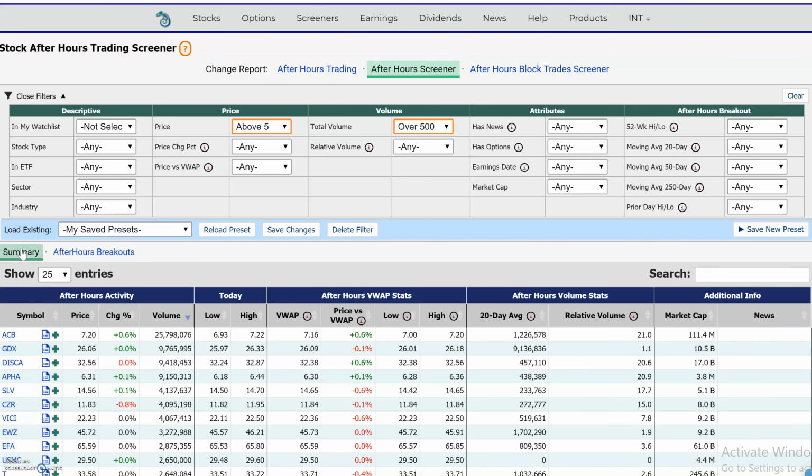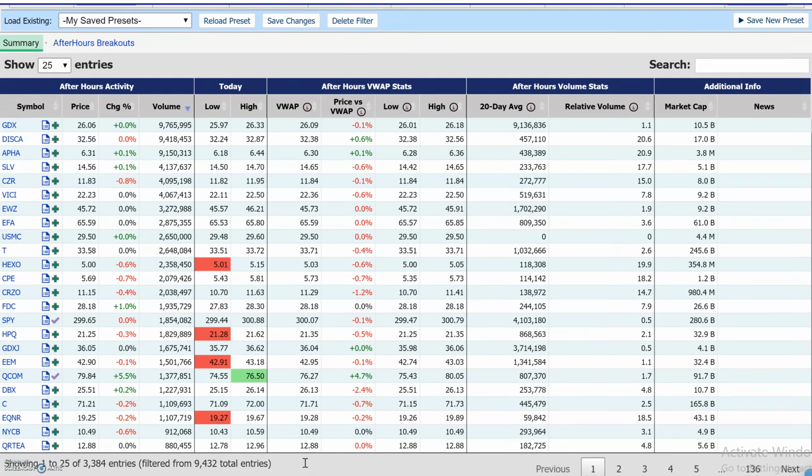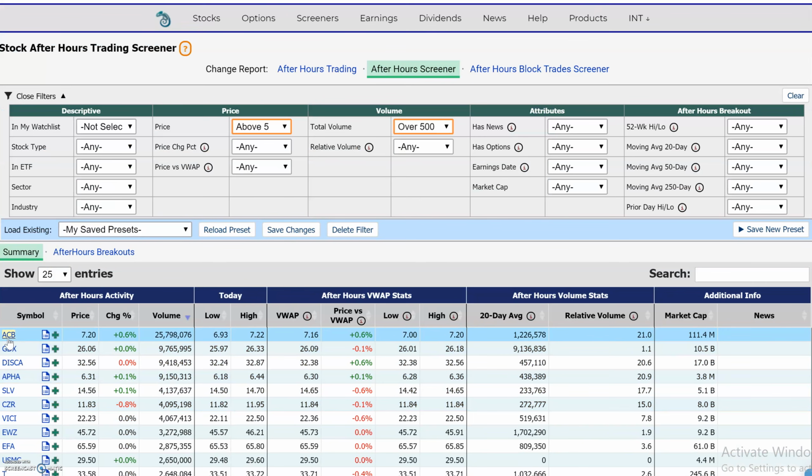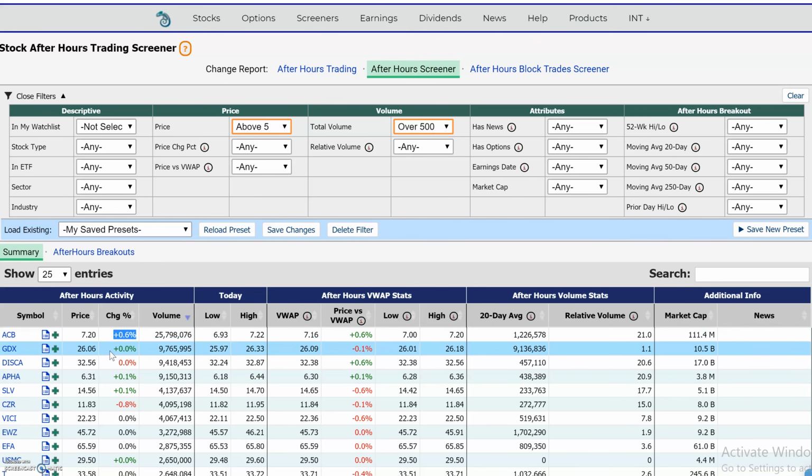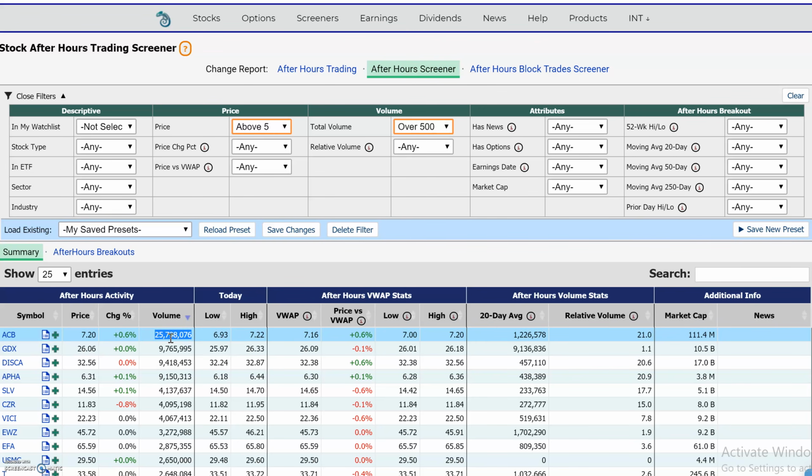Before we get into the filter, let's just read across what the data table is and what these columns are. Over here we have the symbol. This is the price in the after hours. This is the price change from the close to the after hours. Here we have the volume.